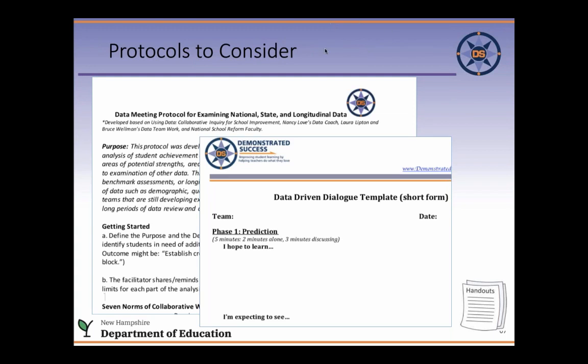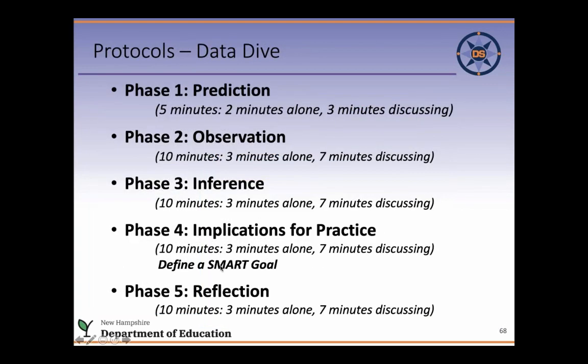Now let's say it's the middle of the year and you're going to look at some data. We have this longer document, and I have not attached them to the Demonstrate Success site, but I will do that. They'll be out there. This is the long one that really explains each step, and this is just a shorter version that each participant can use. There are 4 or 5 phases.